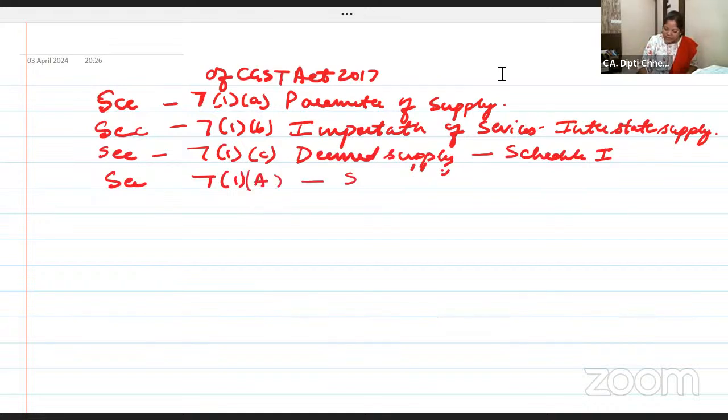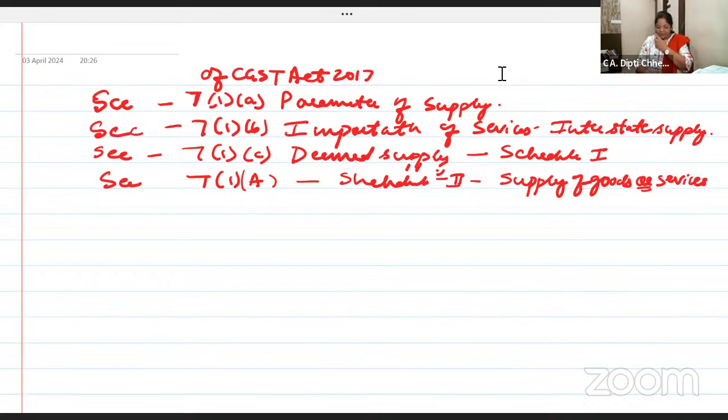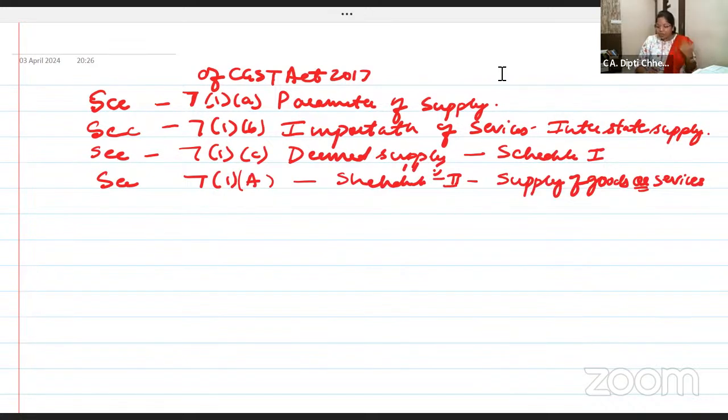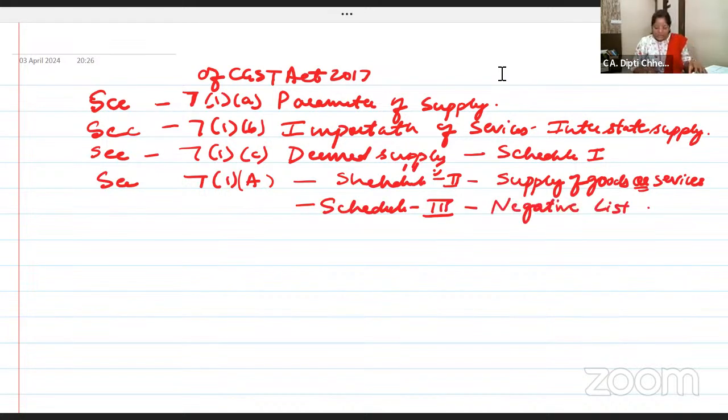If you don't remember so much, it's absolutely okay. You can write just Schedule 2. What is Schedule 2? Is it deemed supply? No. Whether it is supply of goods or services. Next is Schedule 3. What is Schedule 3? Negative list. Are you enjoying writing? Just 5 minutes more and we'll be done.